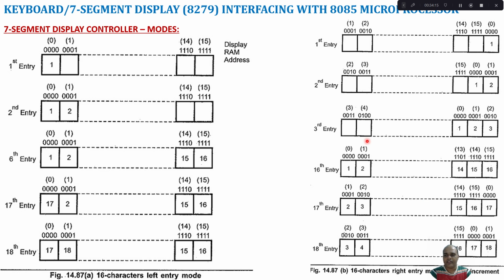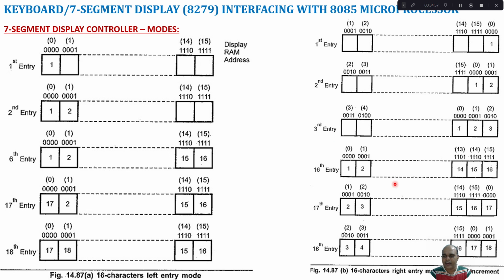Let us see a right entry. So in right entry, again I have segments connected here. First segment, second segment, third segment. So like that it goes on till the 16th segment, and each segment is going to have an address location. So here you see each segment has a fixed address. In the left entry mode, for example, the first segment will always get the data from 0000. Second segment will always get the data from 0001. Whereas the 16th segment will always get the data from 1111. You can see it from the left entry.